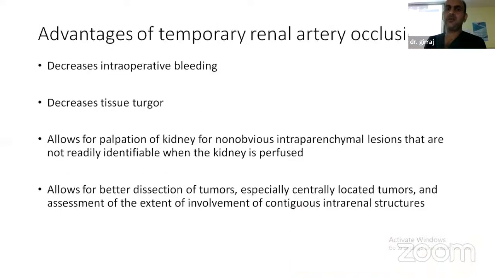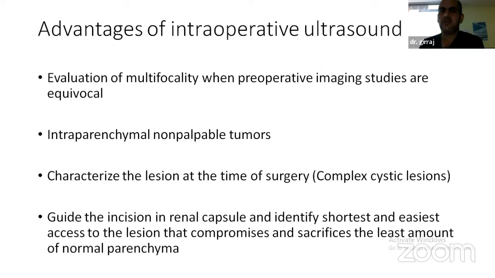Advantages of temporary renal artery occlusion: decreased intraoperative bleeding, decreased tissue turgor, allows palpation of the kidney for non-obvious intraparenchymal lesions that are not readily identifiable when the kidney is perfused, allows better dissection of the tumor, especially centrally located tumors, and assessment of the extent of involvement of contiguous intrarenal structures. Advantage of intraoperative ultrasound: evaluation of the modality when preoperative imaging strategies are equivocal.